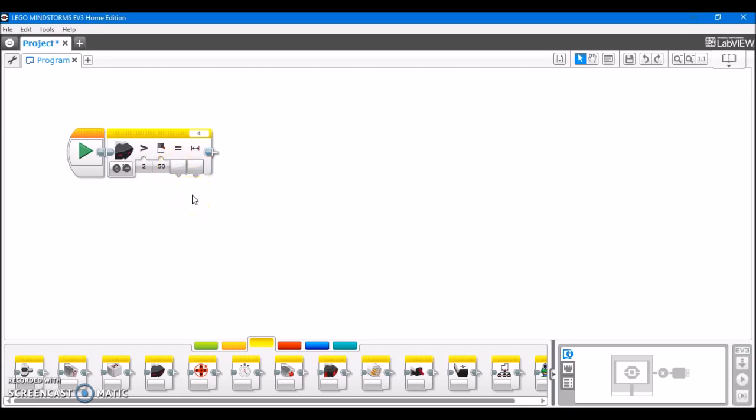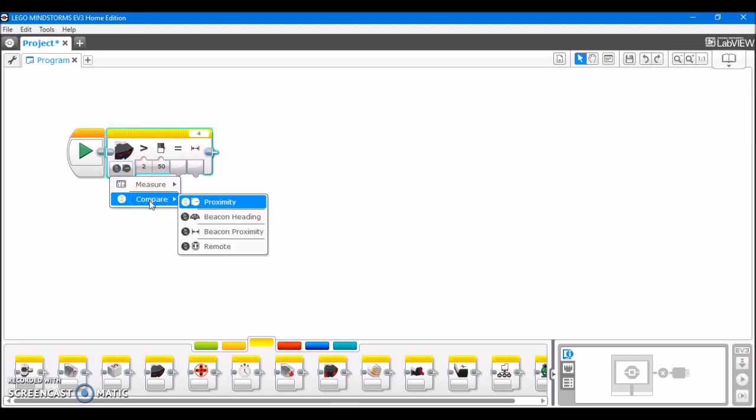What this is going to do now is if the proximity as measured by the sensor is greater than 50%, it's going to say yes with this data wire. It'll output true. And if it's not, then it's going to output false. And again, we have proximity, just as we had with the measure case.